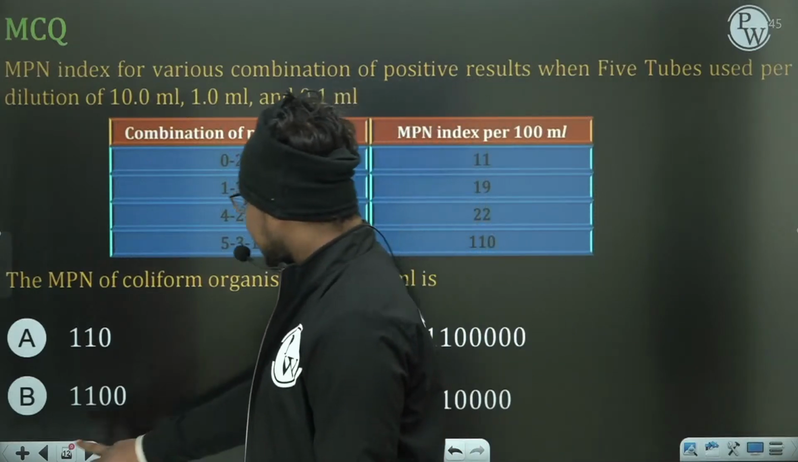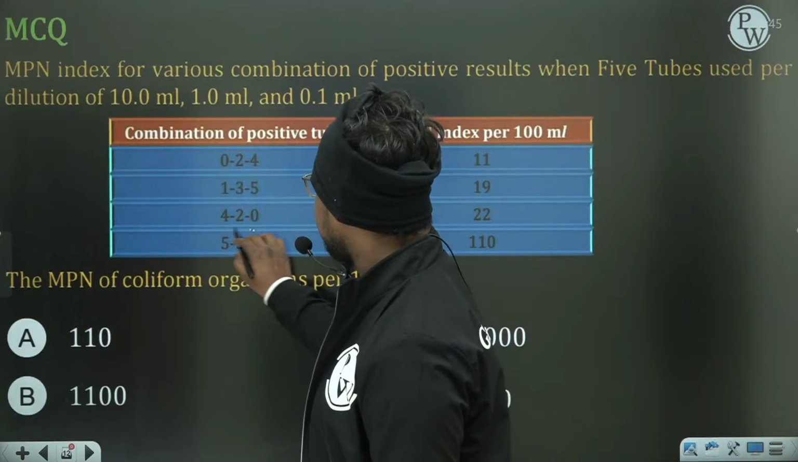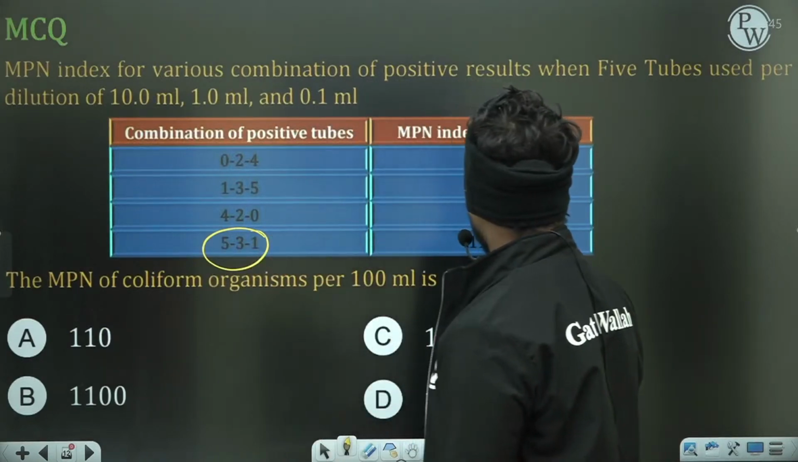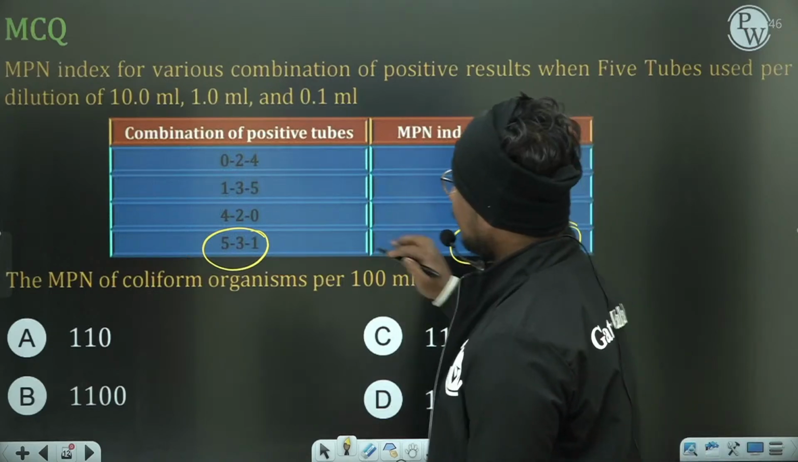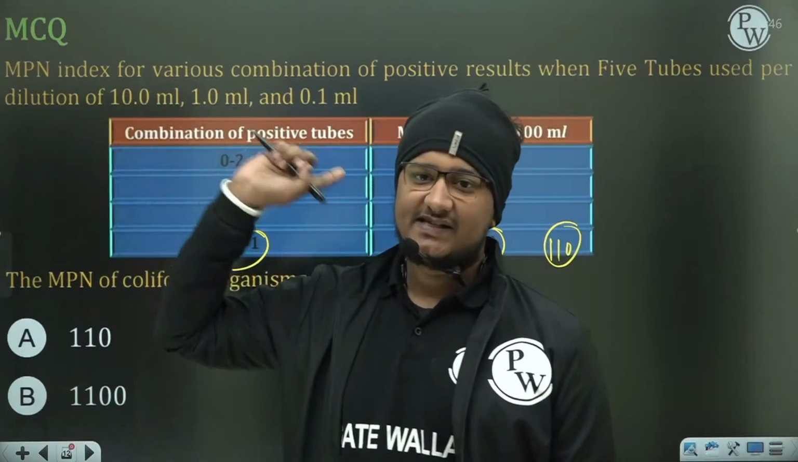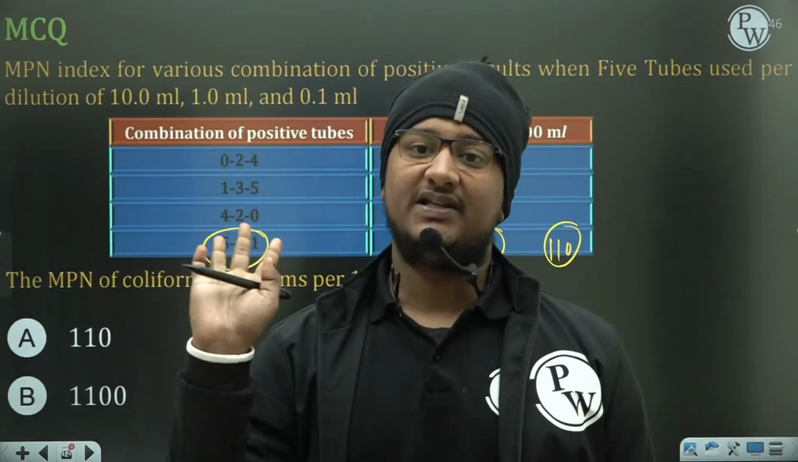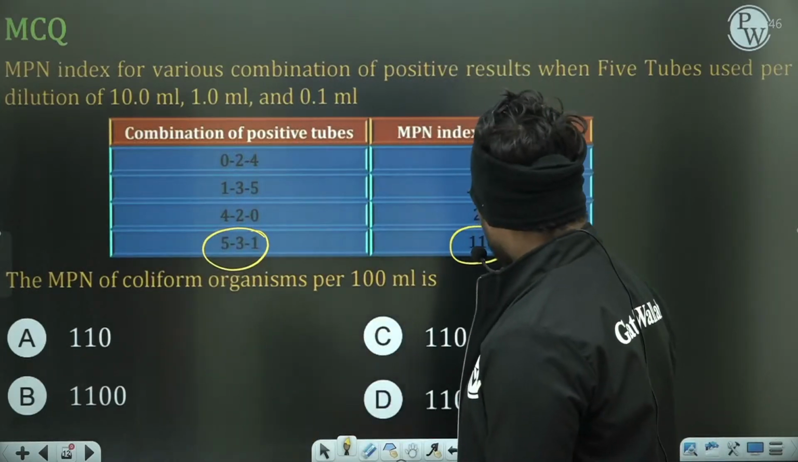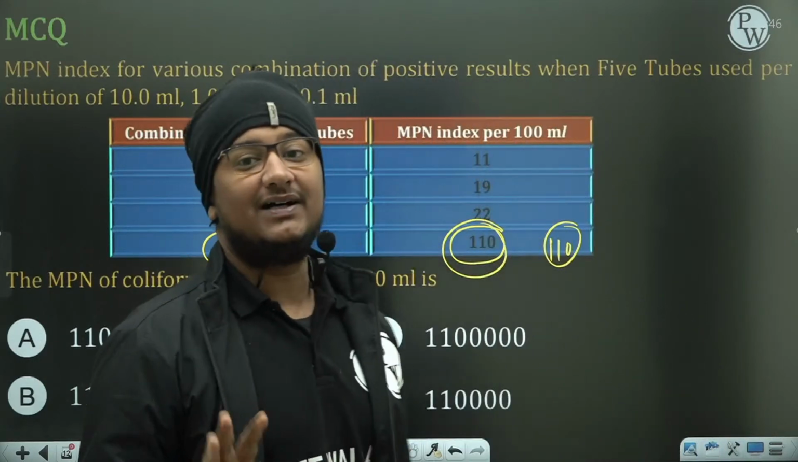So for 531, positive value we have 531. For that, the standard sample is given that the value of MPN will be 110. But as you know that the test sample dilution and the standard sample dilution is different, and how much time it is different? 1000 times it is different. That means whatever value we have, we have to multiply by 1000 to get the right answer.